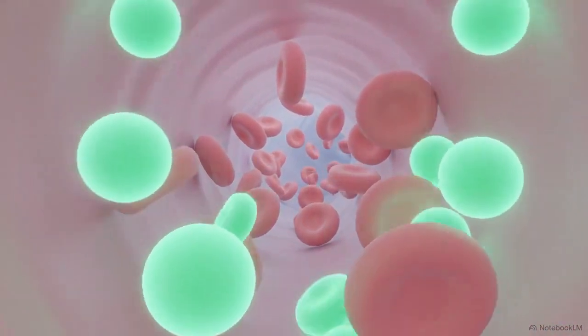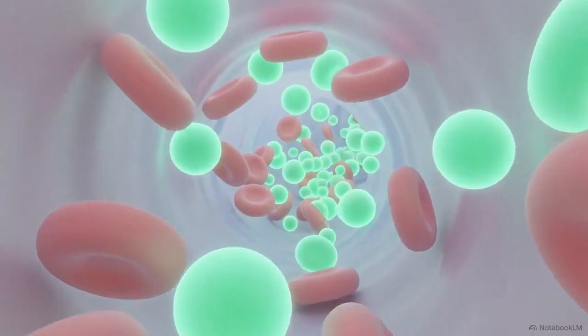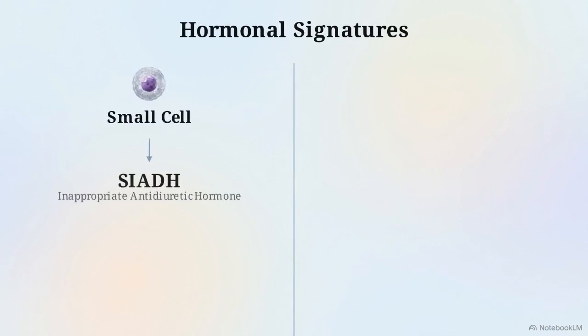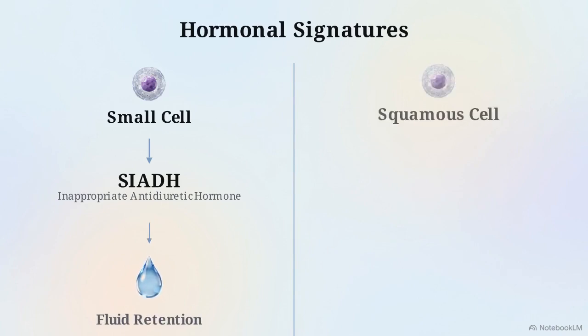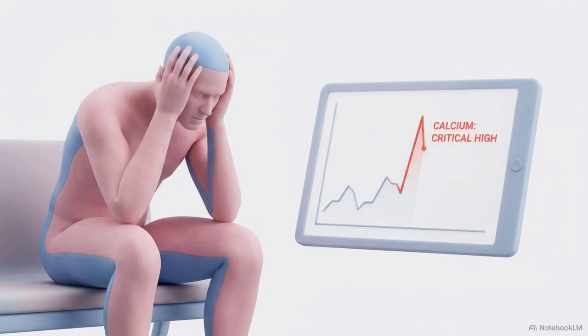Both tumors frequently cause paraneoplastic syndromes, remote systemic effects triggered when the tumor secretes active hormones into the bloodstream. This split-screen logic flow illustrates the different hormonal signatures. On the left, small cell lung cancer frequently triggers SIADH, or syndrome of inappropriate antidiuretic hormone. On the right, squamous cell carcinoma secretes a parathyroid-related peptide, triggering a massive release of calcium from bones into the blood.